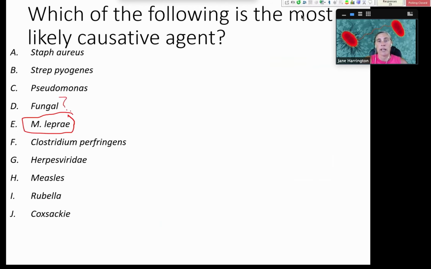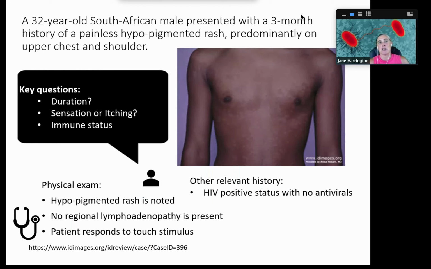And so here we see a 32-year-old South African male presented with a 3-month history of a painless, and this is an important clue right here, there's no change of sensation, hypopigmented rash predominantly on his upper chest and shoulder. This particular individual is HIV positive. And so we're talking about a co-infection that's occurring. No regional lymphadenopathy is present, and the patient responds to touch stimulus.